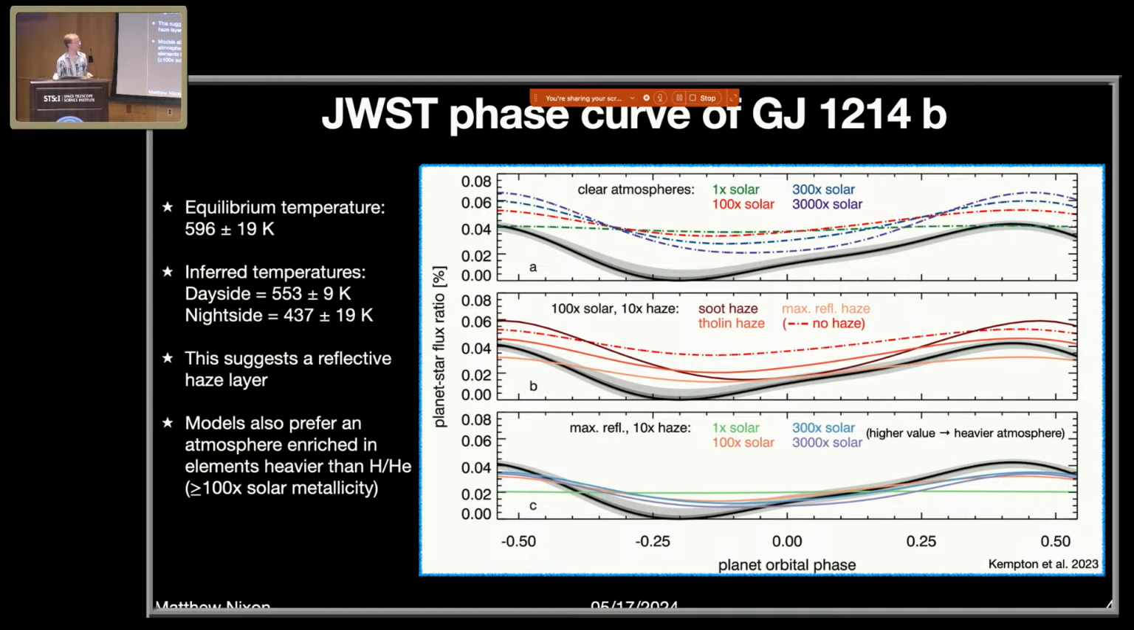And so a few different haze models can be used to fit this phase curve, ranging from these Titan-like Tholin hazes all the way up to some kind of arbitrarily maximally reflective haze with a single scattering albedo of 1. Also, in order to fit the amplitude of the phase curve, you need an atmosphere that is enriched in heavy elements. So you need at least 100 times solar metallicity or greater to get an amplitude that is close to matching the observed. So as well as this white light phase curve, we also have spectra.